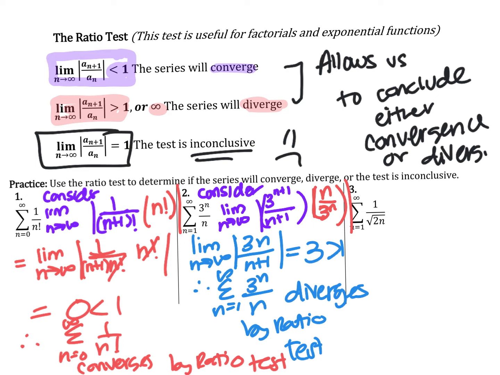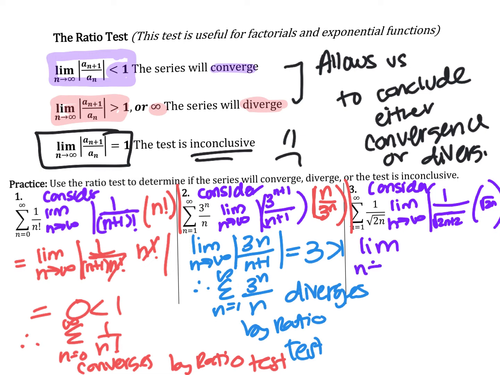Go ahead and pause the video and take the limits on your own, and then unpause the video and see how you did. Make sure you distribute that n plus 1. So the original will be the limit as n goes to infinity of the absolute value of 1 over the square root of 2n plus 2, because I'm distributing n plus 1 when I plug that in for n.